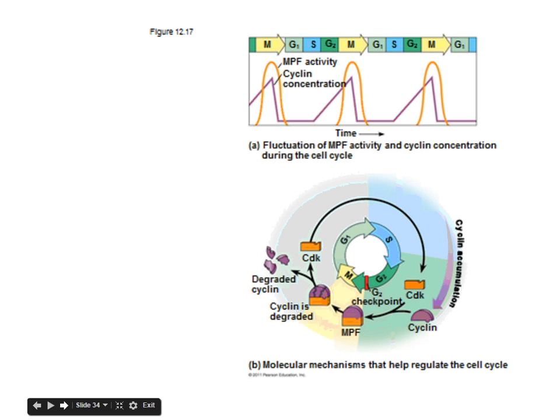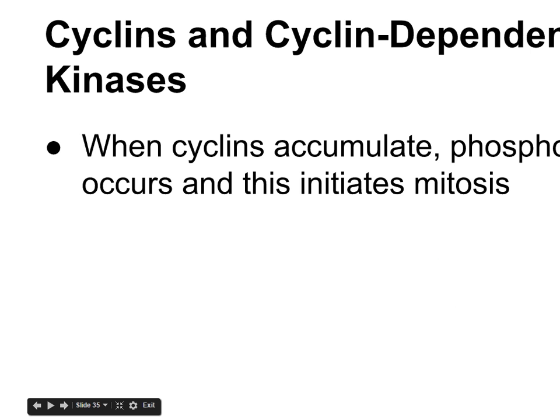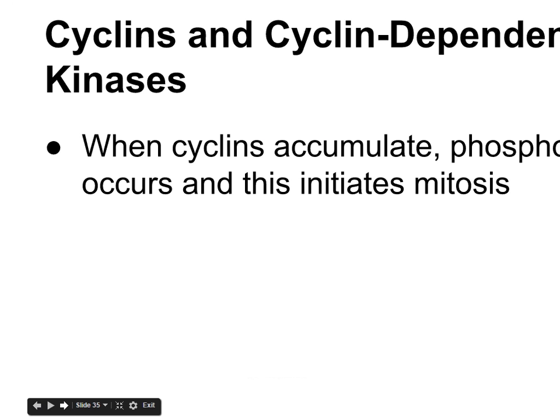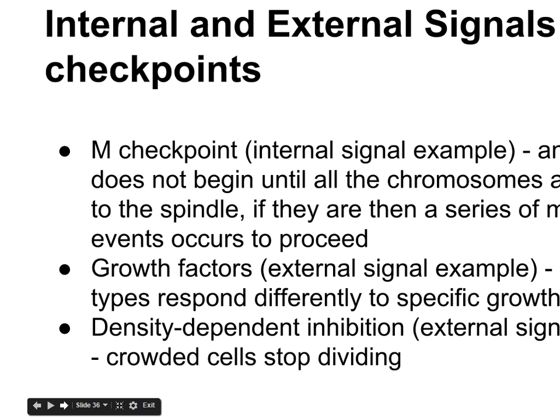Molecular mechanisms that help regulate the cell cycle, and so this just shows you again what's happening here. Those CDKs are checking to make sure that everything is occurring correctly, and if it is, the cell can proceed. If it doesn't, the cell cannot proceed. When cyclins accumulate, phosphorylation occurs, and that's going to initiate mitosis. So how does it go about saying, okay, you're good? Well, when those cyclins accumulate, and there's lots of them, then we're going to have lots of phosphorylation, and that's going to actually be like a trigger, a cell communication that says, here's the response you need to have. And the response is to go ahead and go through that division process.